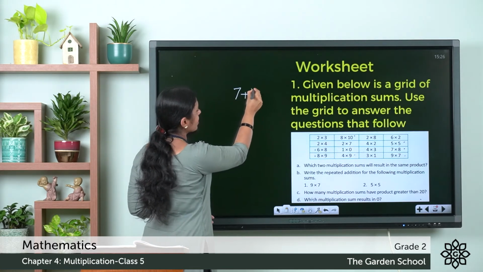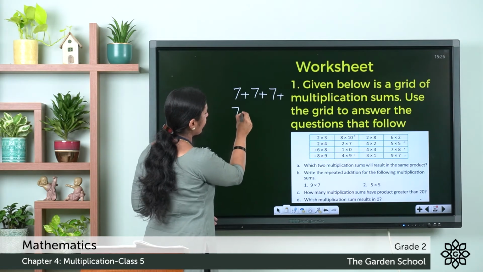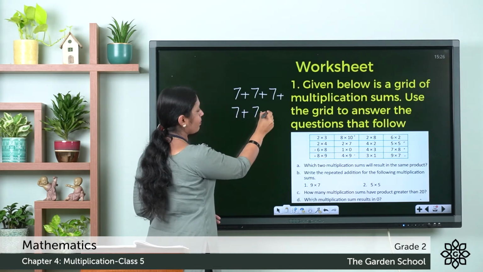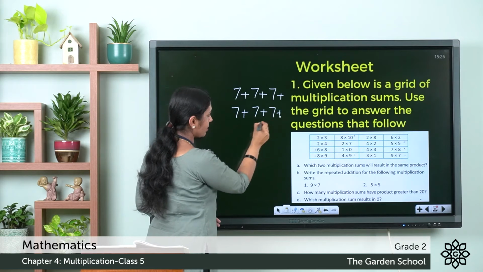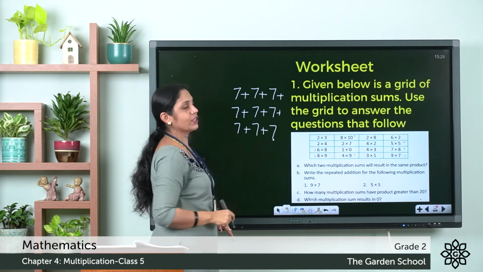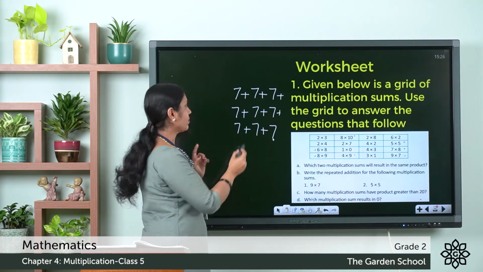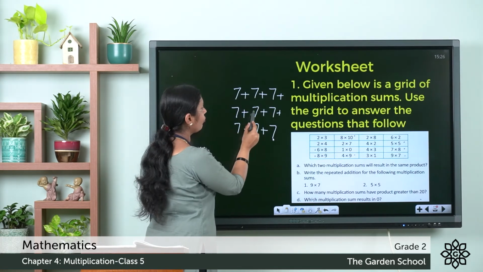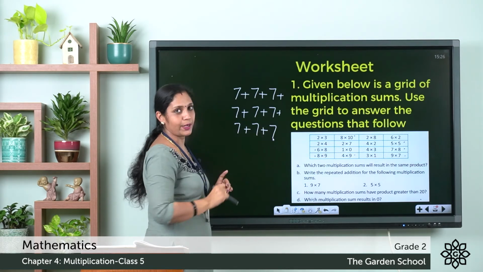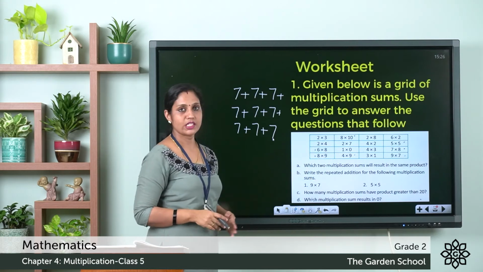7 plus 7 plus 7 plus 7 plus 7 plus 7 plus 7 plus 7 plus 7. So you can see here the number 7 repeats 9 times. 1, 2, 3, 4, 5, 6, 7, 8, 9. And that we can write in the multiplication form as 9 into 7.